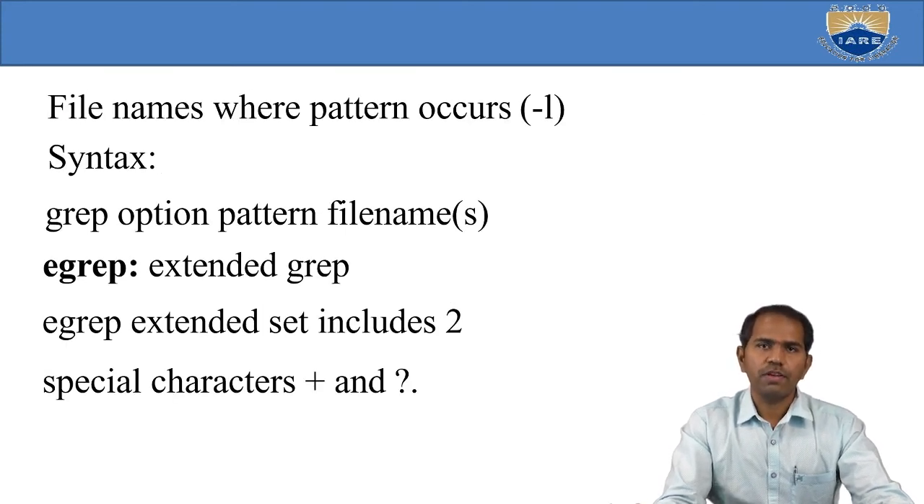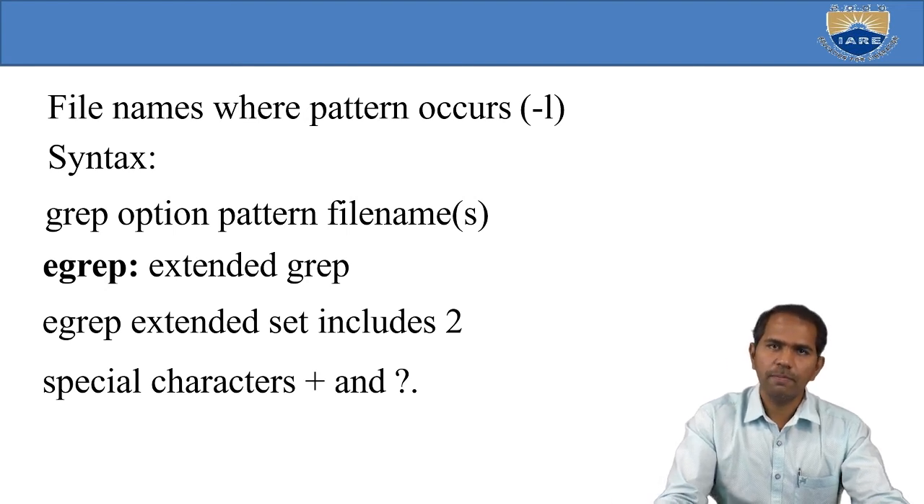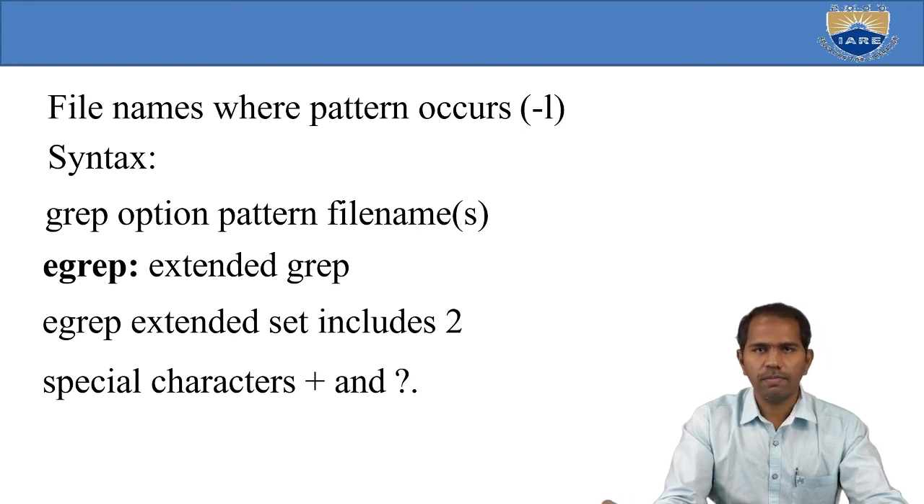Previously it was within a file, but now I want to see it with file names. How many file names contain the same pattern, like the file names where the pattern occurs, using the minus L option, which supports file names as a pattern. So the pattern has repeated in file names. File name as a pattern. So that is with the minus L option.